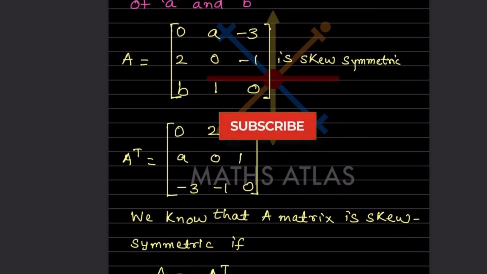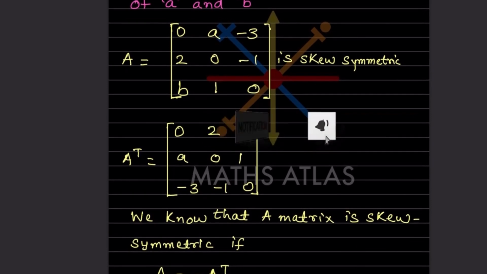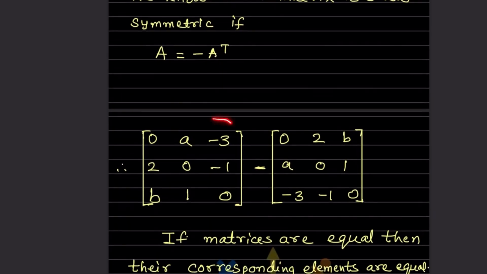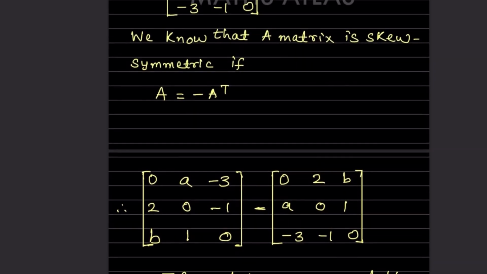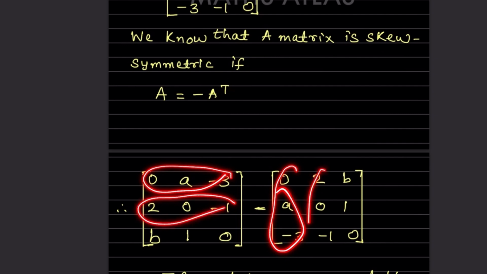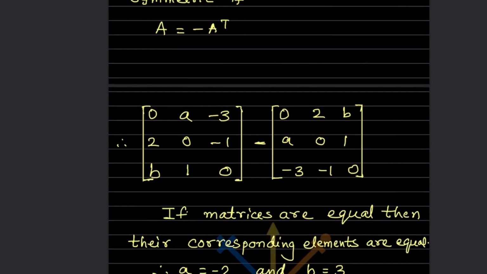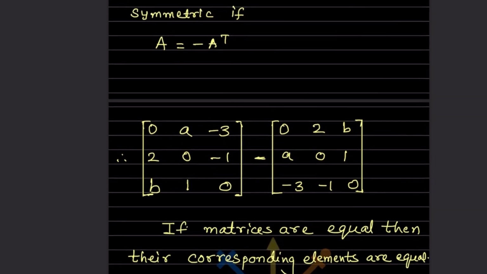So we know that A matrix is skew symmetric if, what is the rule for that? A is minus A transpose. So we have A. This thing we are going to write it over here. This is A transpose. So we'll write this how? We are going to write this as here, this as here, this and like this. So that we have to write here. So now what are we going to do here? We'll put here is equal to sign, is equal to A transpose.